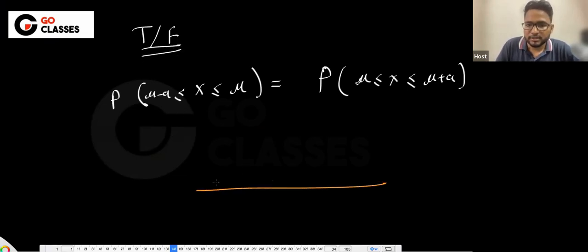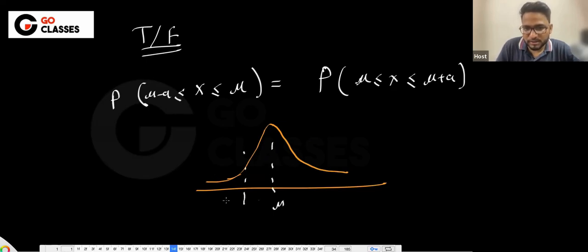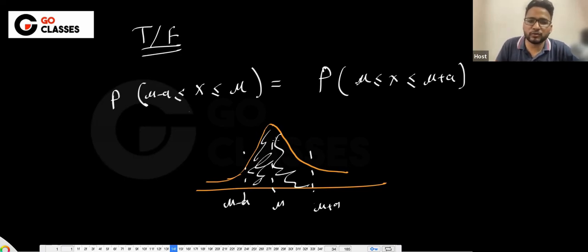The reason is that this is mu minus a, this is mu plus a, and this area and this area are also the same. So anyway, this is symmetric, and from that you can solve these true-false questions. The symmetricity is actually important in solving some of the questions.